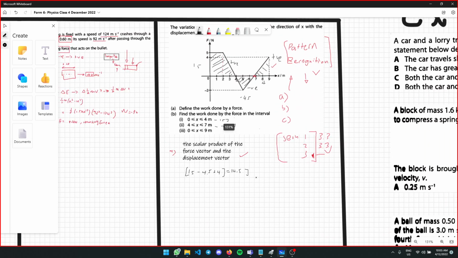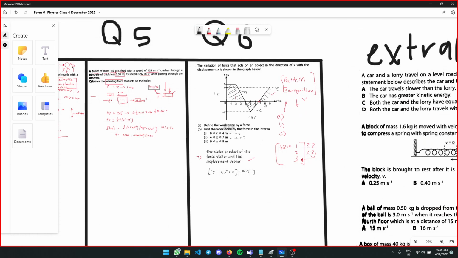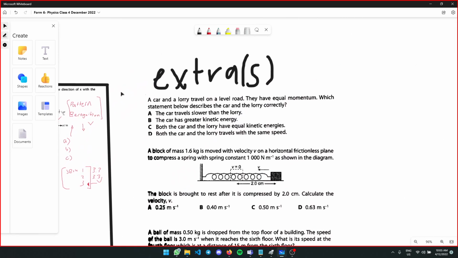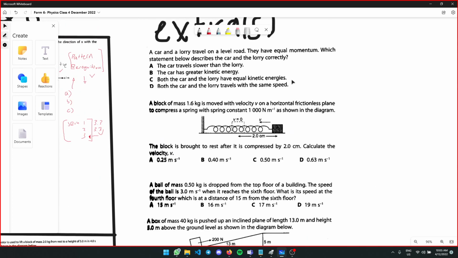Okay, I have some extra questions here. Let's just go through these very quickly, very briefly. These are all potential energy and kinetic energy questions.